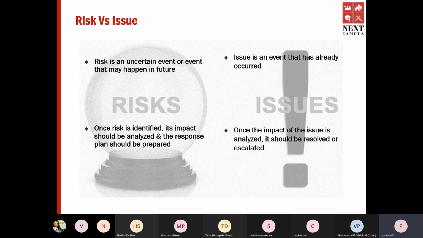When you identify a risk, you would assess its impact, you would analyze it, and you would have a risk response strategy. It can be to avoid that risk, it can be to mitigate the risk, it can be to have a contingency plan, or you can just wait and accept that risk. Whereas when there's an issue, you need to analyze it and resolve it. If you can't resolve that issue, you need to escalate it to someone who can resolve it. Okay.